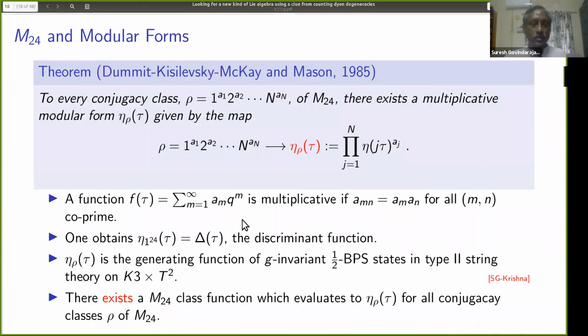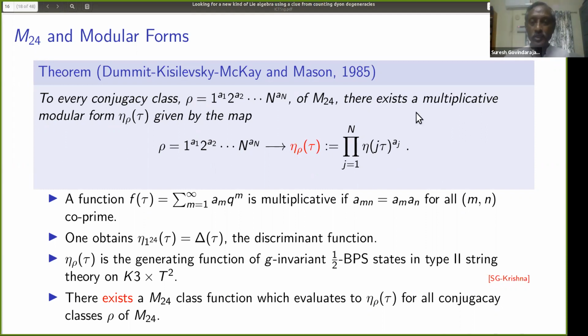So what is moonshine? Moonshine is a relationship between sporadic simple groups and nice objects: modular forms, Siegel modular forms, Jacobi forms, Lie algebras. This theorem goes back to 1985. To every conjugacy class of M24 there exists a multiplicative modular form, eta rho of tau, given by this map. Rho is 1^a1 2^a2 up to n^an. You look at this product, which is just a product of Dedekind eta functions scaled by j. This is just a nice formula.